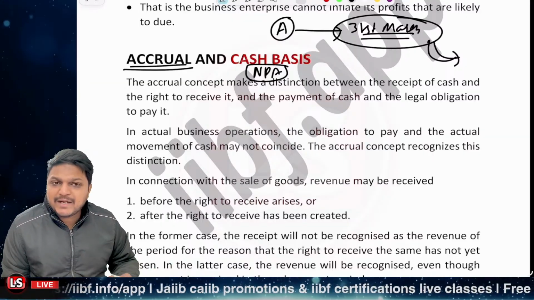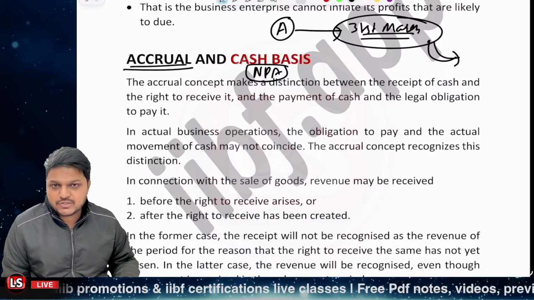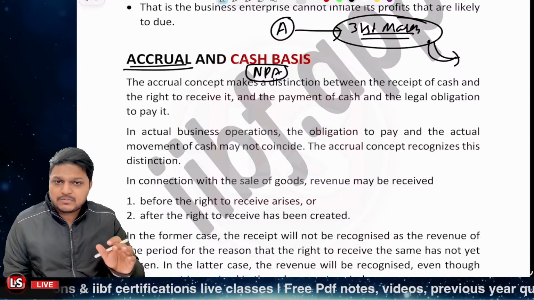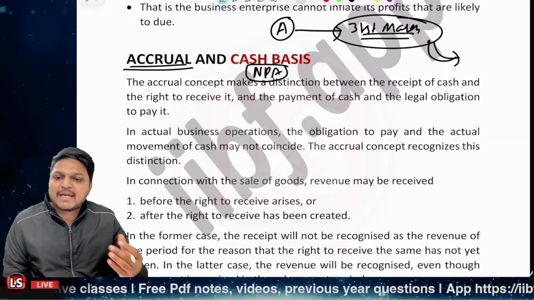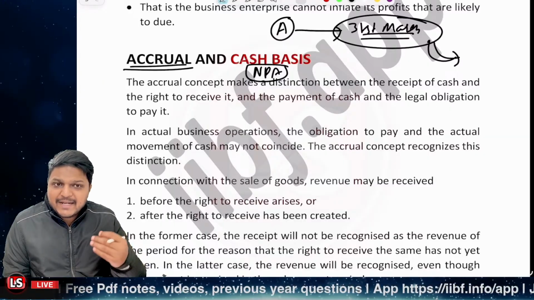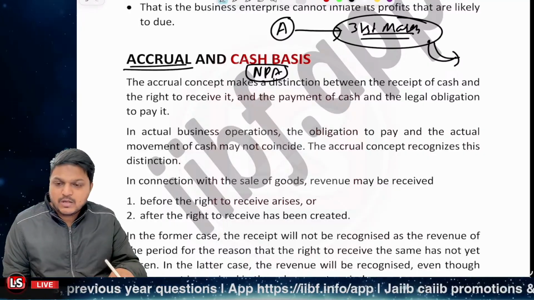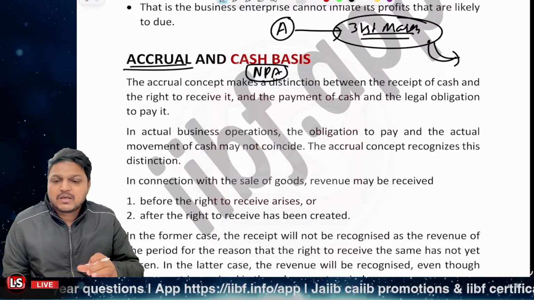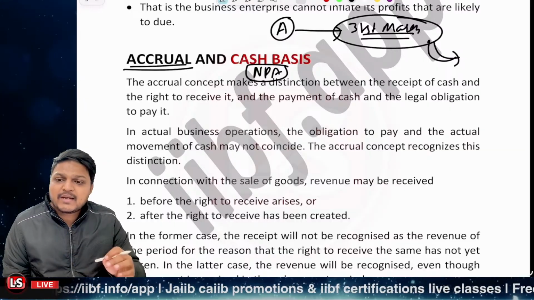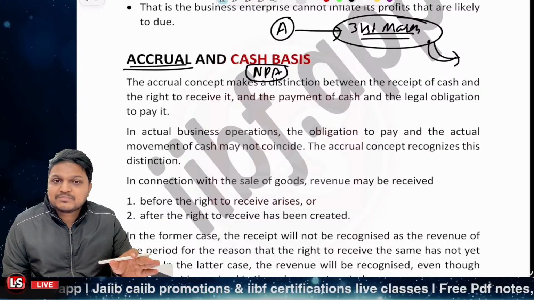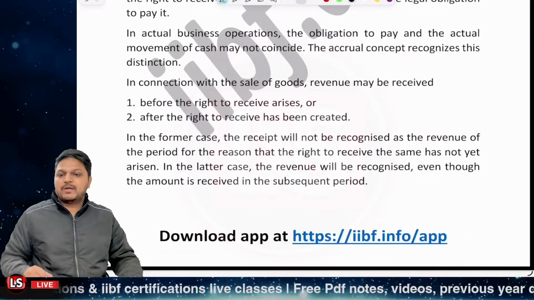Right? So you should understand the difference between the receipt of cash and the right to receive cash. For the accrual concept, there is a distinction related to it. It's not required that you actually receive the cash. Even if you have the right to receive the cash, you can still consider it as your revenue. But for cash basis accounting, you need to actually receive the cash, then only can you consider it as your revenue, otherwise not, right? So that's all which is explained over here. You can learn well from here.